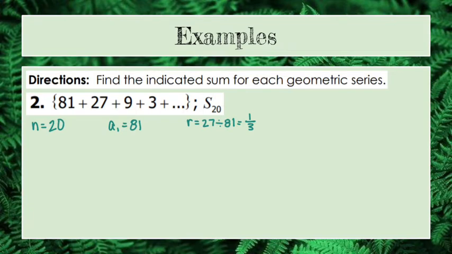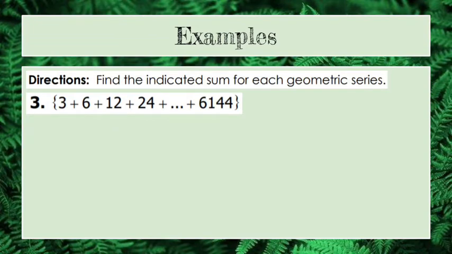So our formula is going to look like this. S sub 20 is equal to 81 times 1 minus 1/3 to the, no, that's r, to the n power, so to the 20th power, divided by 1 minus 1/3. Now, whenever you do this math, you have to make sure you do the exponent first. And you can type it in your calculator exactly like this, and it will work. So for this problem, you should get 121.5.